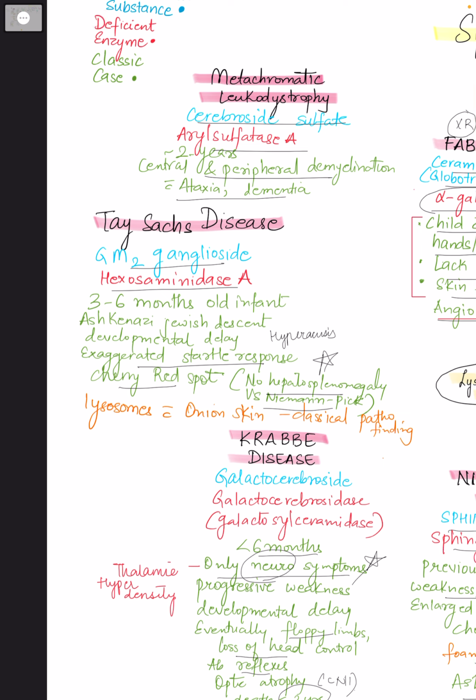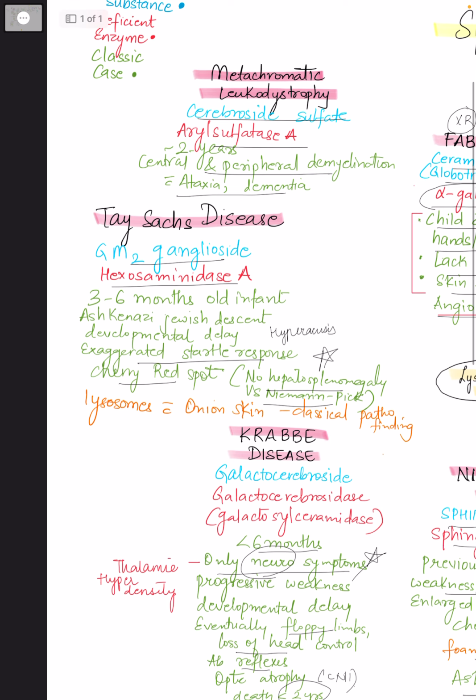In Niemann-Pick and Tay-Sachs, in both of these diseases we can see cherry red spot on macula. But in Tay-Sachs there is no hepatosplenomegaly, while in Niemann-Pick we can see hepatosplenomegaly. Lysosomes with onion skin is a classical pathological finding seen in Tay-Sachs disease.